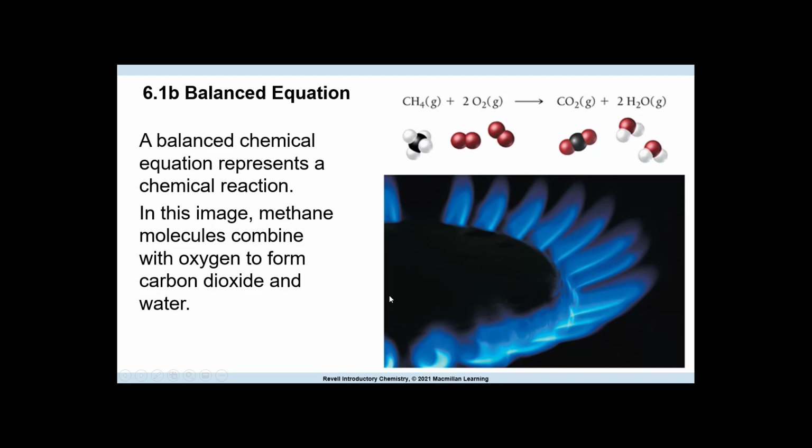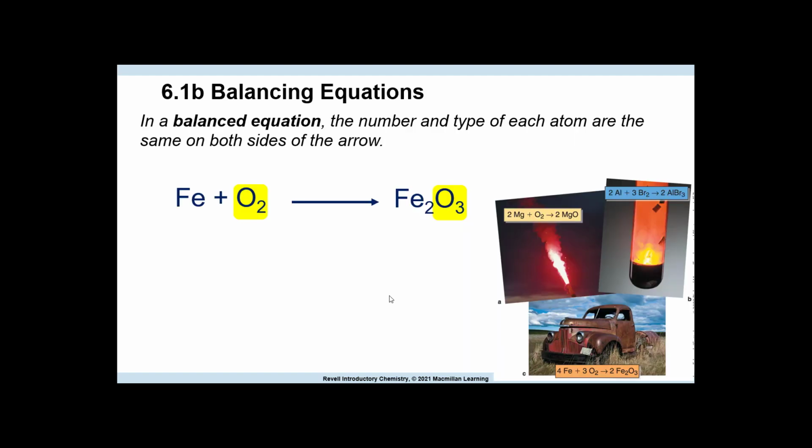This is balanced equations. A balanced equation represents a chemical reaction, which is what we're going to be learning more about and how to do them. In this image, methane molecules combine with oxygen to form carbon dioxide and water. So in a balanced equation, the number and the type of each atom are the same on both sides of the arrow. So in this case, when describing a reaction, we begin with the identities of the starting materials and the products, without knowing the ratio in which the reaction takes place.